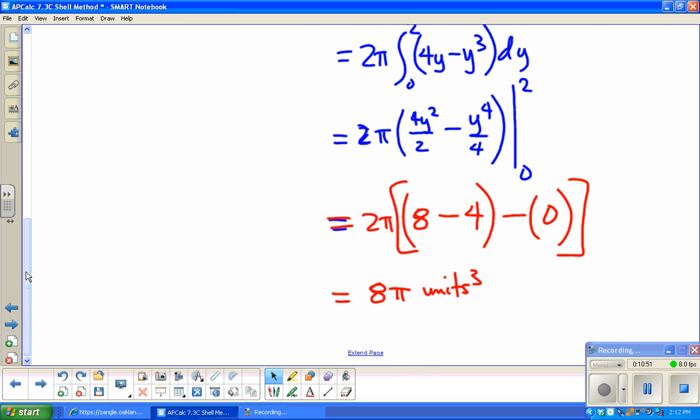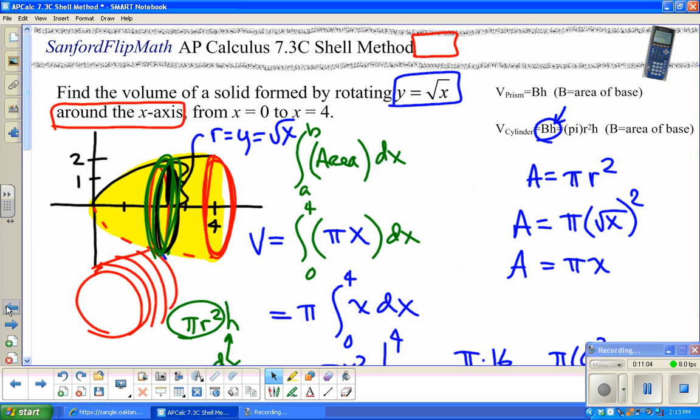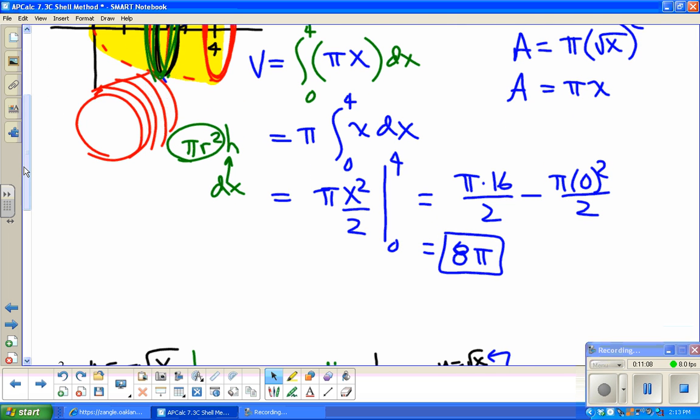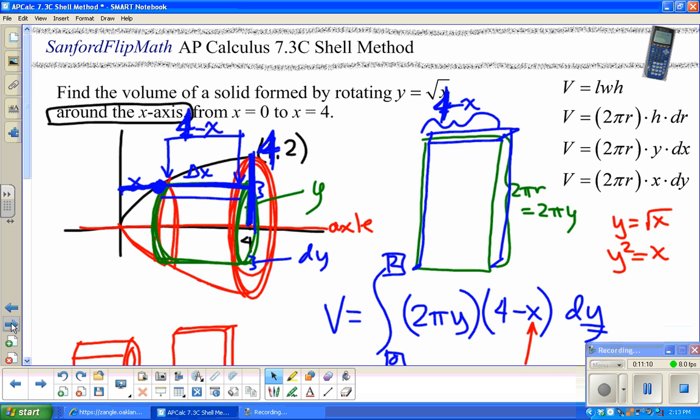Now, you might think this is a harder method than the other one, and maybe it is, but there are some problems where this is easier. So I'm going to pop back to the previous one. This is us doing the same exact problem yesterday with a very different method, and again, we got 8 pi. So just so you know, you should come out with the same answer regardless of which method you use.